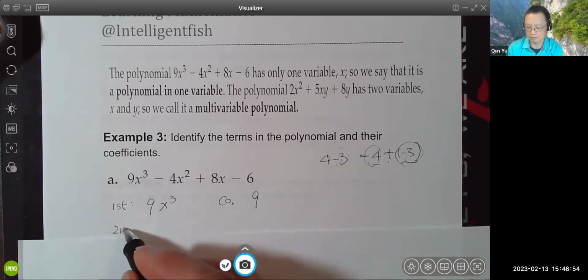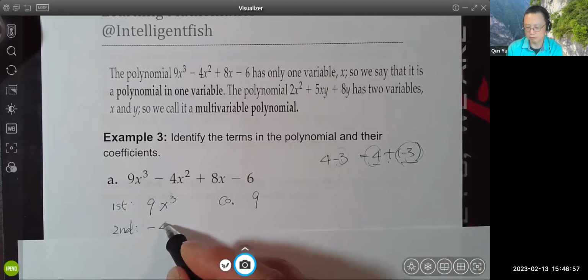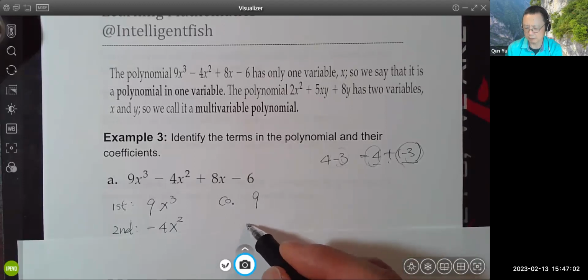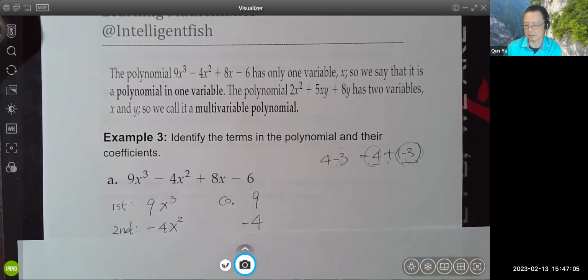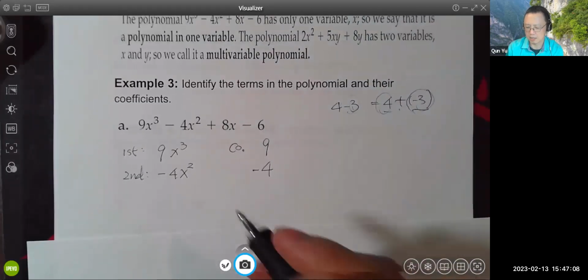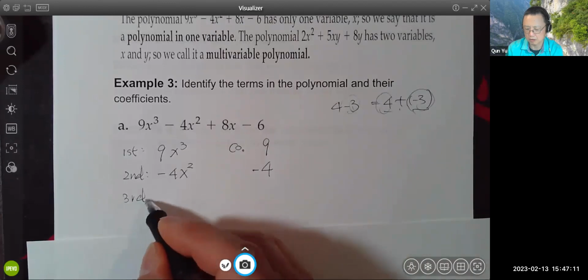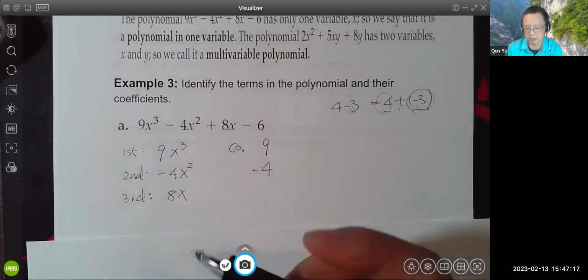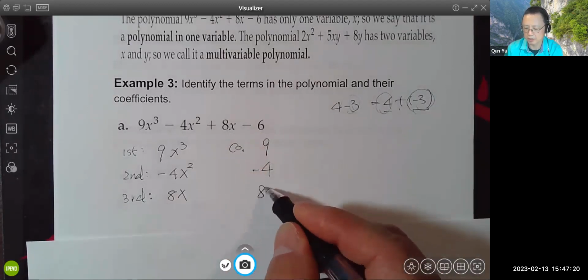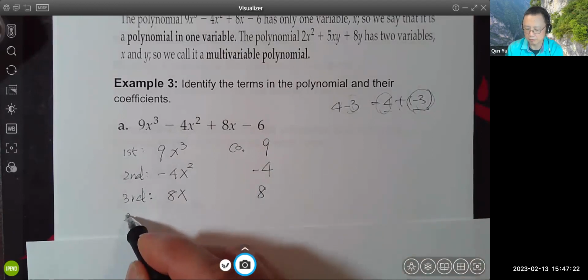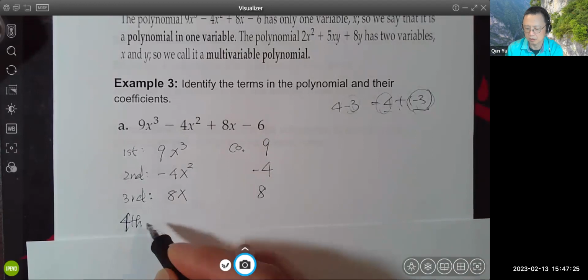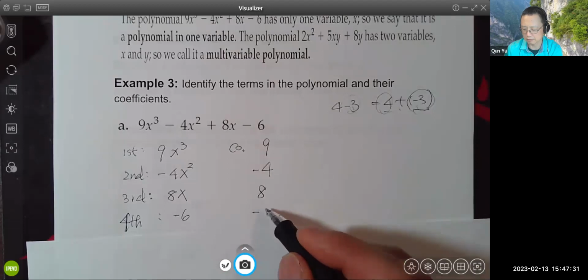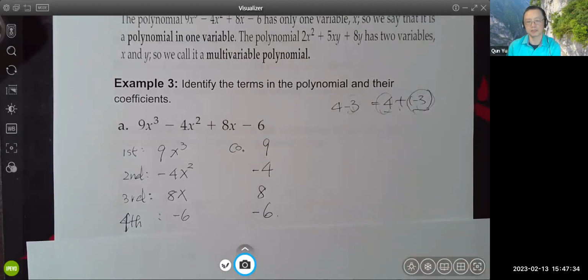And the second term is negative 4x squared, and the coefficient is negative 4. Make sure you include the negative sign. And our third term is 8x, positive 8x. You don't have to write the positive sign if it is positive. And the coefficient is 8. And the last one, a fourth term, is negative 6. Coefficient is negative 6. Yeah, it's a constant term.